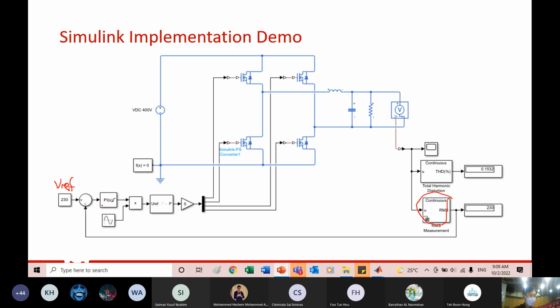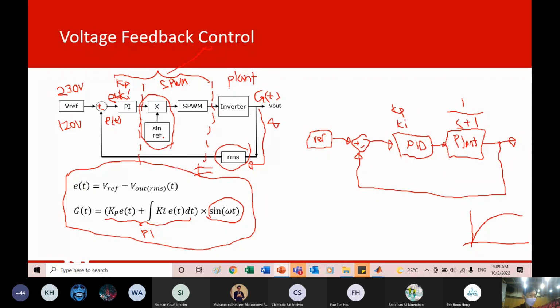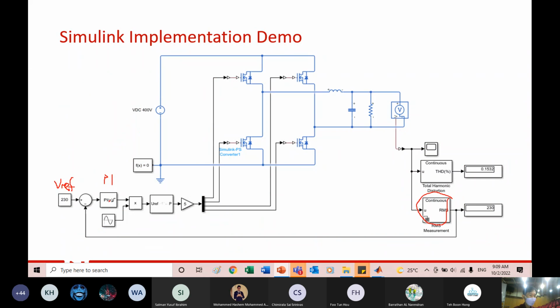And then after this, you go through the PI controller. There is a PI controller in Simulink. Then the output of the PI controller is multiplied by your reference sine wave, the one that we use. And then the rest is just SPWM, and then connect. So this is how we add it, up to this part.